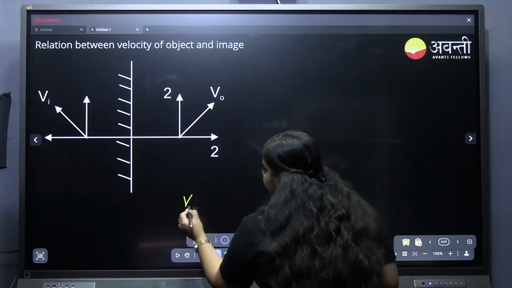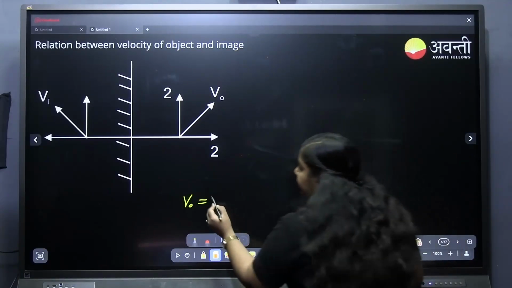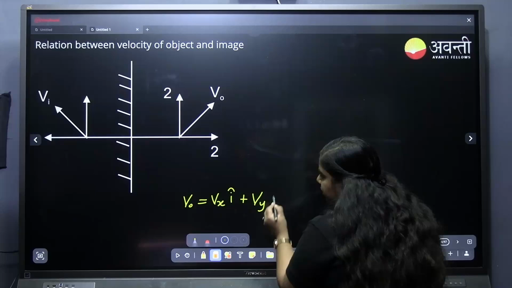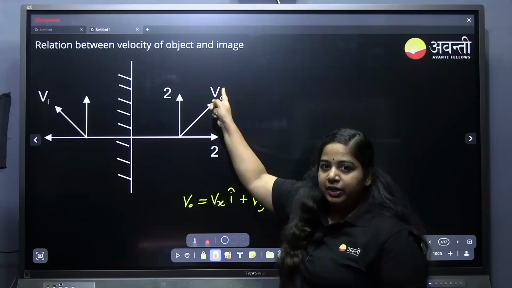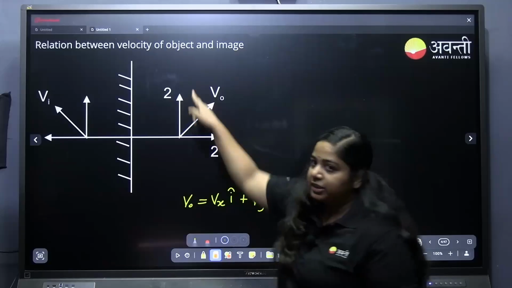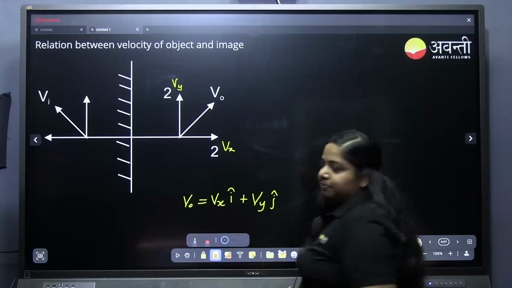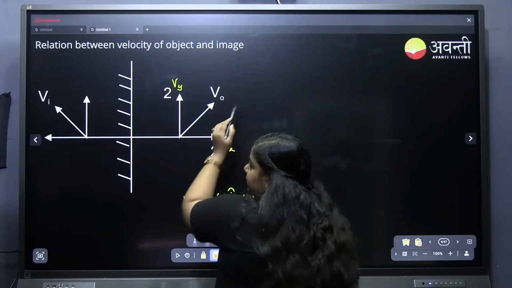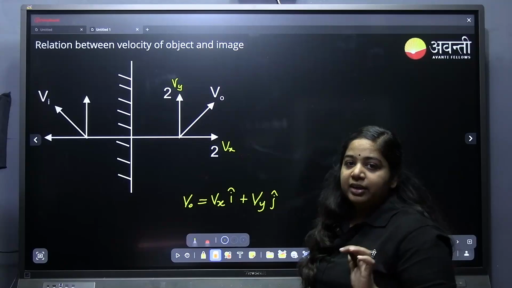So if you are taking velocity, let's not think about v and u, let's take that object velocity is VO, and it is equal to Vx i cap plus Vy j cap. This is object velocity. So this is the object, it is VO, in x direction it is Vx i cap, and in y direction it is Vy j cap. So this is Vy and this is Vx. How will the image behave? Image, since the object is moving in this direction, image will move in that direction. But what about the components?